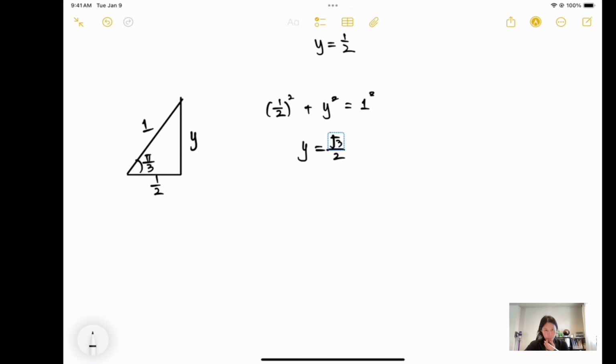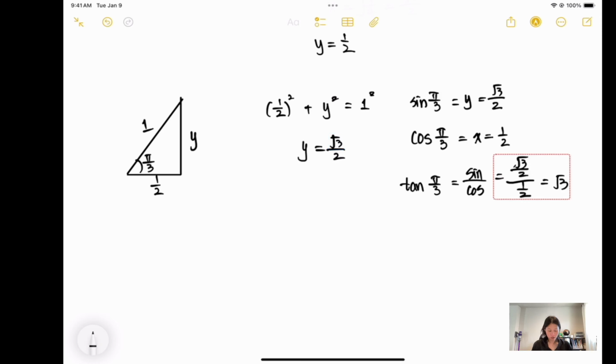And the tangent of pi over 3 is equal to sine over cosine, which is square root of 3 over 2 over 1/2. Simplify it, it's square root of 3. So here are the special triangles that we have so far: 45 degrees, sine, cosine, tangent, 60 degrees, sine, cosine, tangent, and 30 degrees.